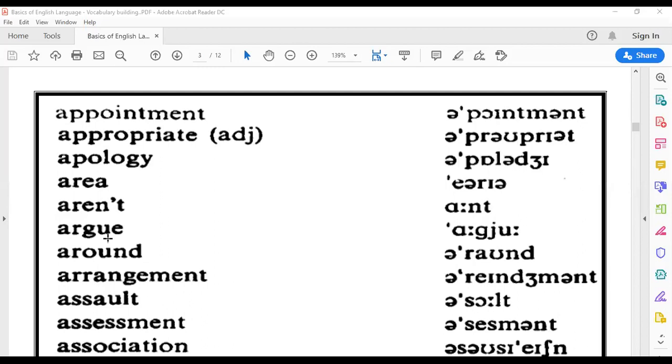Argue. Observe my mouth. Argue. Not R, R is silent. Argue. Very good. Next. Around. Around. Around. Very good.